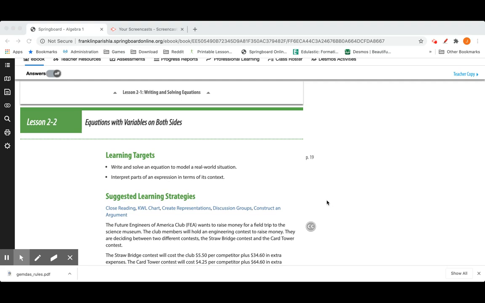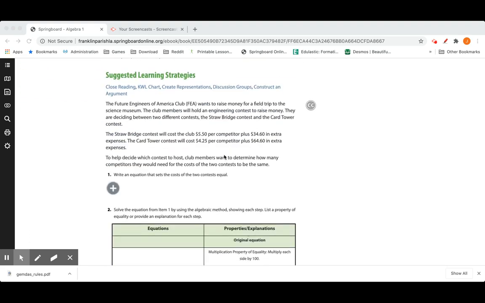The learning targets: we're going to write and solve equations to model real-world situations, and then we'll interpret parts of the expressions in terms of their context. So we're going to see basically what it's doing at that point. So we're going to look here.